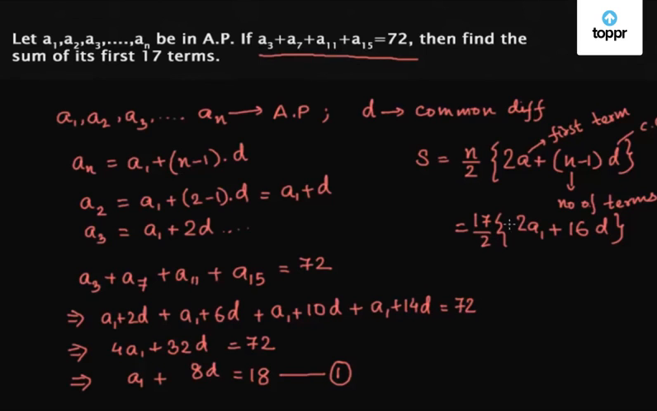Now we can divide this numerator by 2. So we have 17 into A1 plus 8D. Now we have from equation 1 the value of A1 plus 8D to be equal to 18. So the sum of the n terms, that is n equal to 17, comes out to be 17 into 18, which is equal to 306. So the sum of the first 17 terms of this AP comes out to be 306.